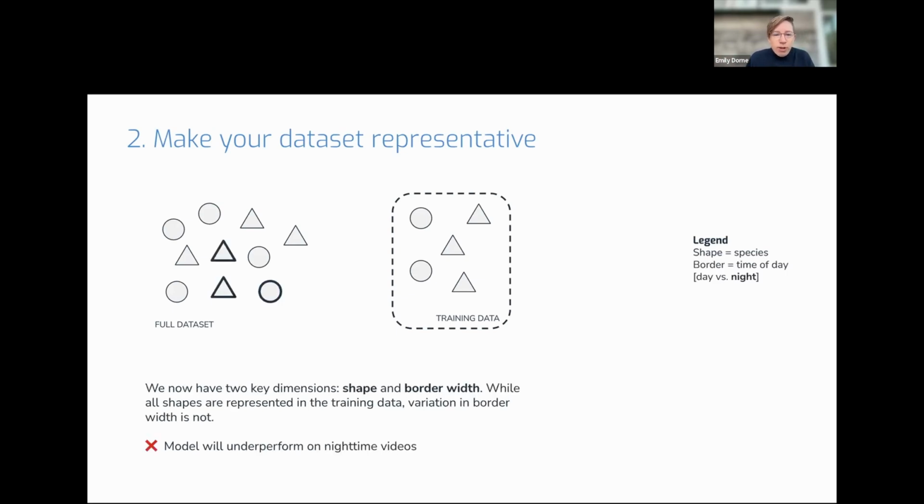But oftentimes we have more than one source of variation. So here I've added another dimension, shape and border width. If we look at this in our training data and we say, is our training data representative of our full data set? The answer is no, because we don't have any examples of that thicker border width. Here, we might pretend that border width actually means day and nighttime videos. So in our training data, we only have daytime videos. We haven't shown the model any nighttime videos. So our model is going to underperform on those nighttime videos, right? We haven't captured both sources of variation in our training data.